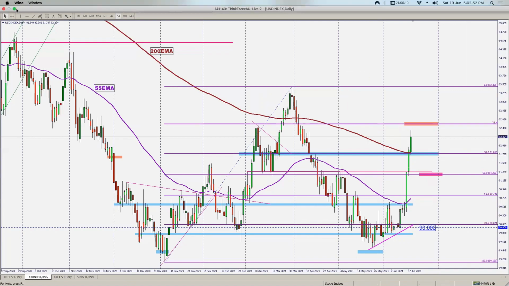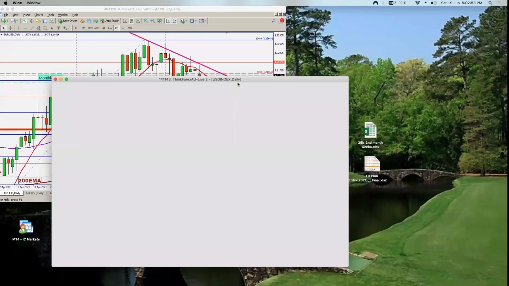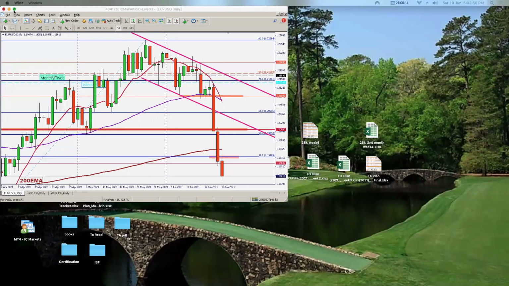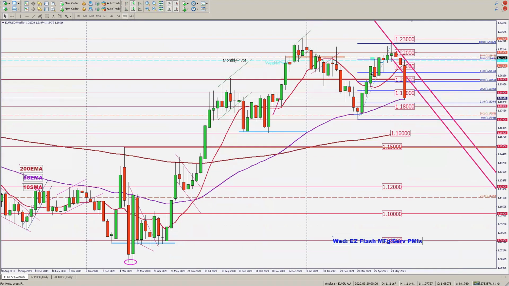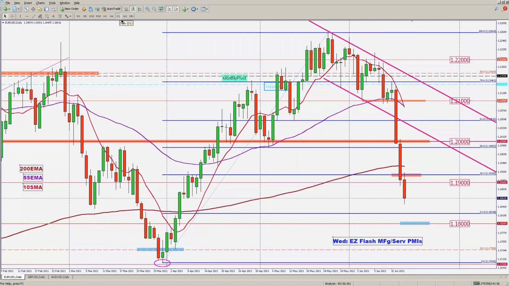Okay, so that's the DXY. Let's move back to the euro. And so we'll watch out for any further continuation moves next week, because on the weekly time frame, as I mentioned, it has hit the weekly 55 EMA. So there could be some consolidation before any follow through in bearish momentum.